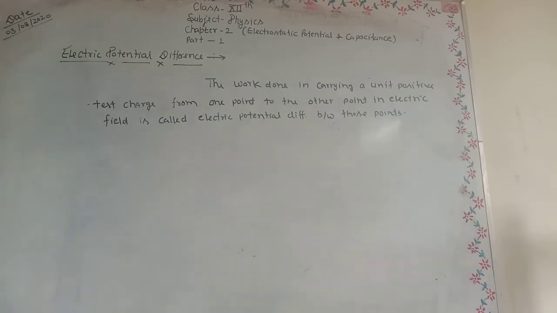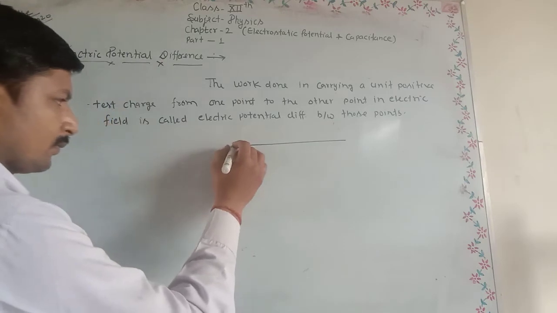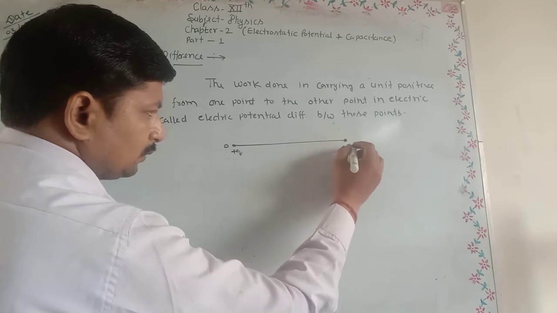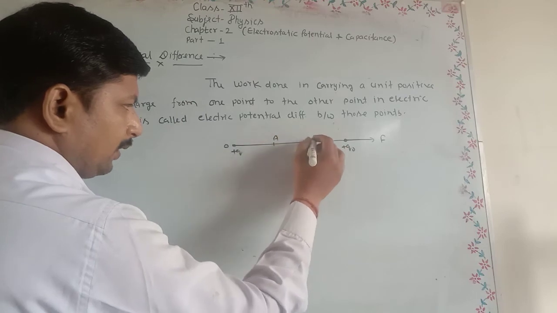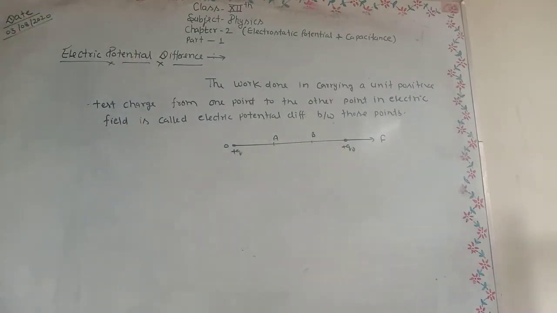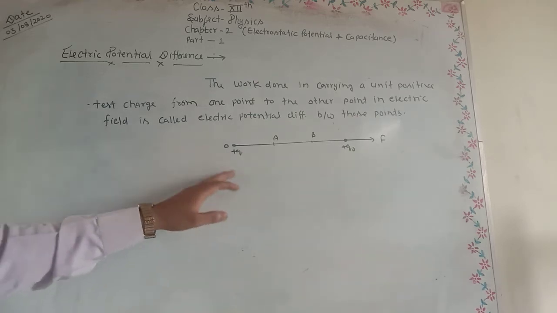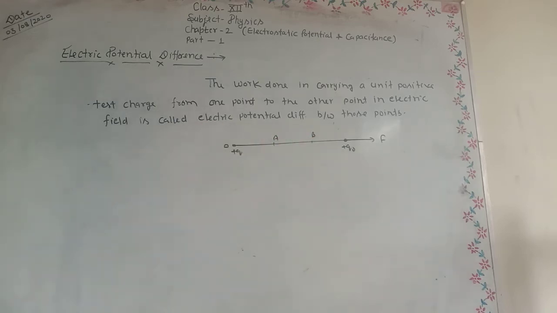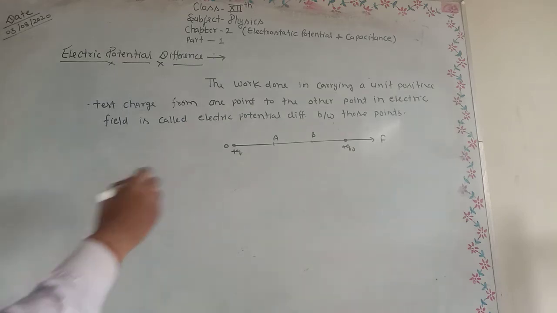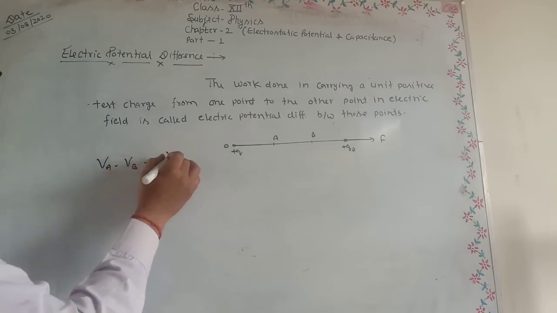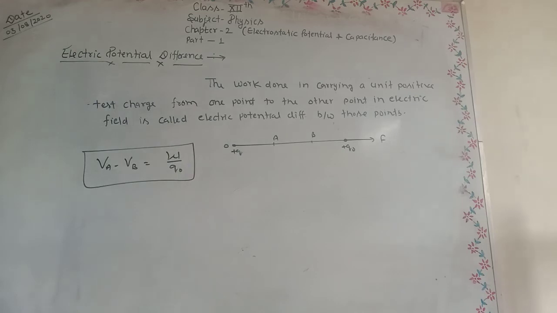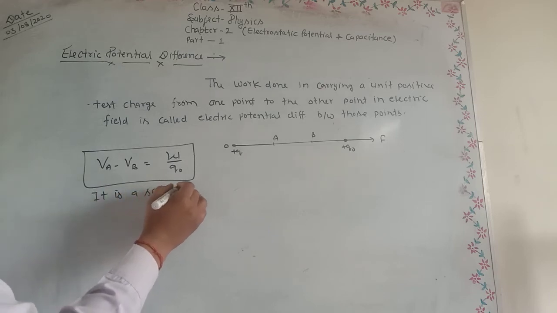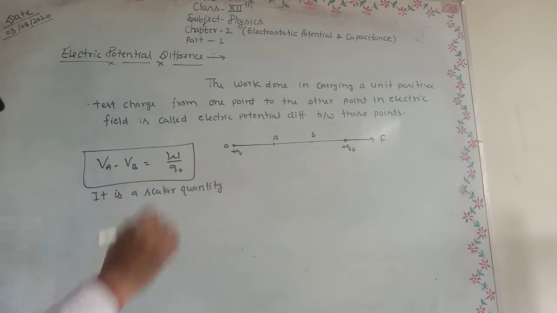Let W be the work done. Suppose plus Q charge at O and a plus Q0 test charge, force F, at A and B. Let W be the work done in carrying a test positive charge Q0 from point B to A. Then the potential difference between the points A and B, VA minus VB, is equal to W upon Q0. It is a scalar quantity.